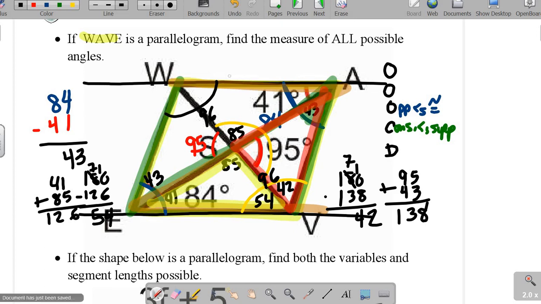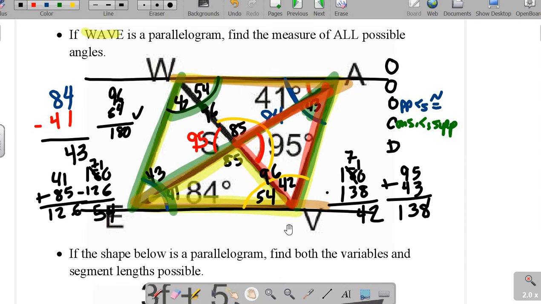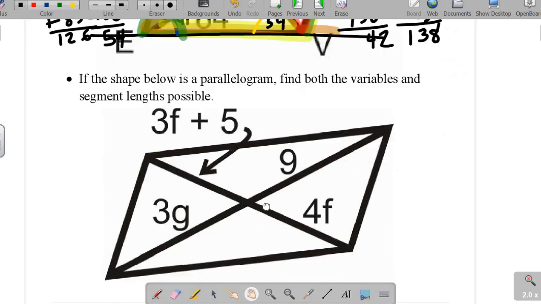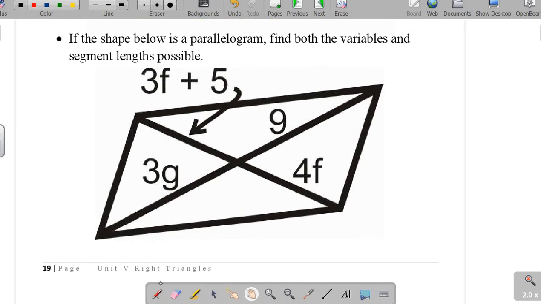Armpits of the Z would make this 54 and this 42. Last but not least, you can check if you add 96 and 84, we get 180. There's your check because consecutive angles add up to 180. Look at all the information you get just when you know a shape is a parallelogram.